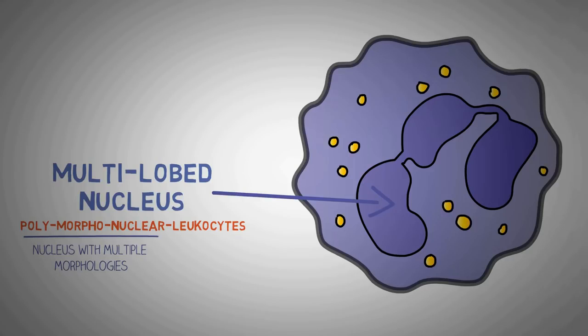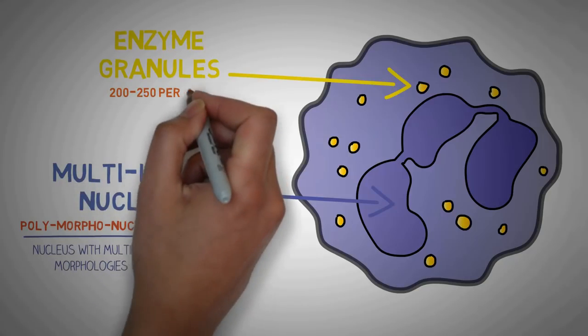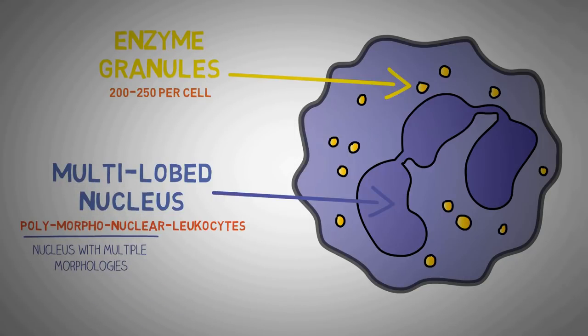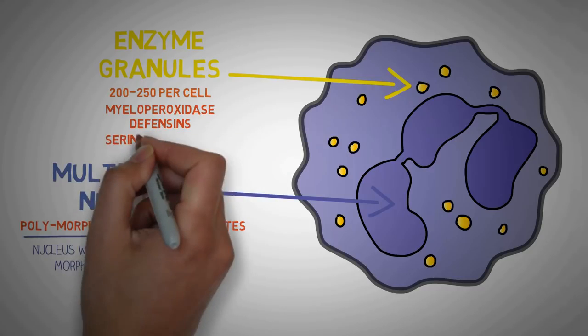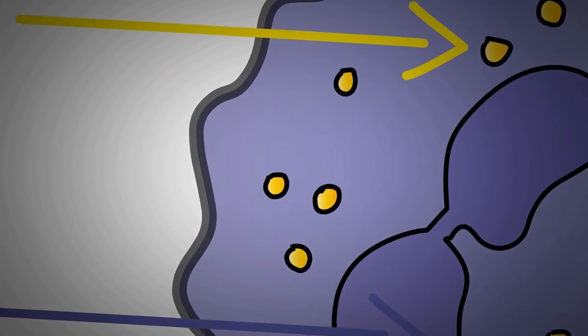Another characteristic feature you would notice in the structure of these cells is the presence of a large number of granules in the cytoplasm. On average, about 200 to 250 granules are present in each neutrophil, and these granules contain many different types of enzymes, chemicals, and cytokines that have numerous functions in our immune system. The neutrophils release enzymes like myeloperoxidase, defensins, serine proteases, and various cytokines. They also release several other chemicals like alkaline phosphatase, NADPH oxidase, and lysozyme that help in eliminating these pathogens.